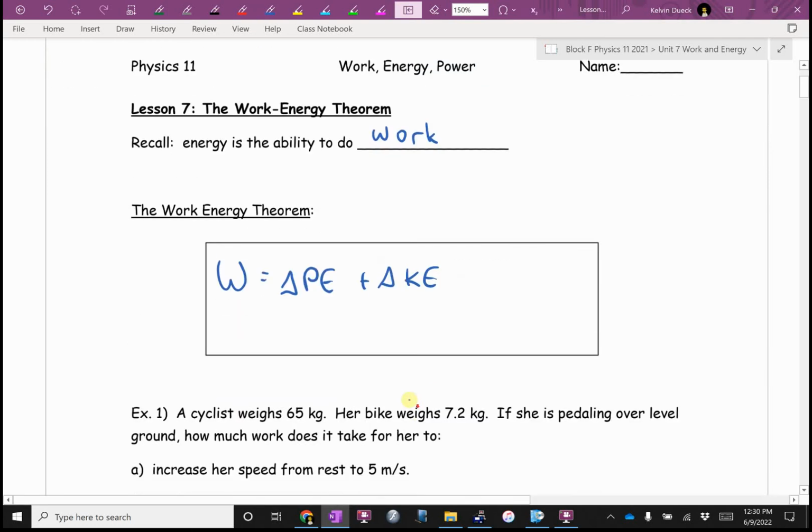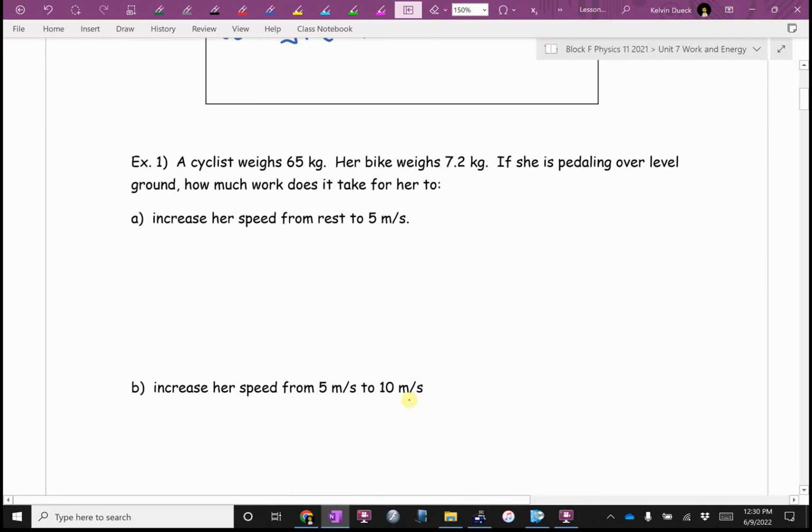In other words, if I look at example 1, it says this. A cyclist weighs 65 kilograms, her bike weighs 7.2 kilograms. You know what? Let's just make a note. The total mass then is 72.2 kilograms. That's what we're going to use for our mass. If she's pedaling over level ground, what's this asking me to find? How much work does it take for her to increase her speed from rest to 5 meters per second?